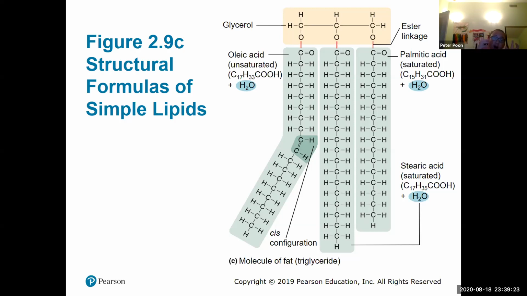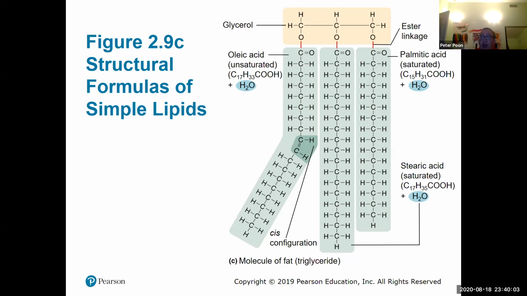If they are all saturated and they're all stacked nicely in rows like this, you can stack them on top of one another very neatly, like little boxes. And therefore, they're closer together and they form fat, like solid fat. And that's the difference. That's why some things are oils and some things are fats. Oils have more unsaturated fatty acids than fats do.